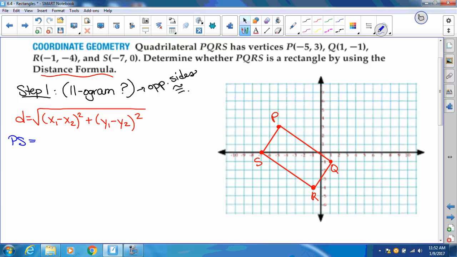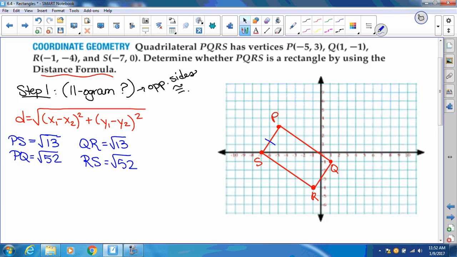When you do the distance formula for this, I'm not going to do all of these. I'm just going to tell you what you get out, and you can check your work. PS is, I'm sorry, not square root of 52, it's square root of 13. And then opposite of that is QR, and it is square root of 13. And then PQ is square root of 52, and RS is square root of 52. Okay, so we showed opposite sides are congruent, so that means, yes, it is a parallelogram.